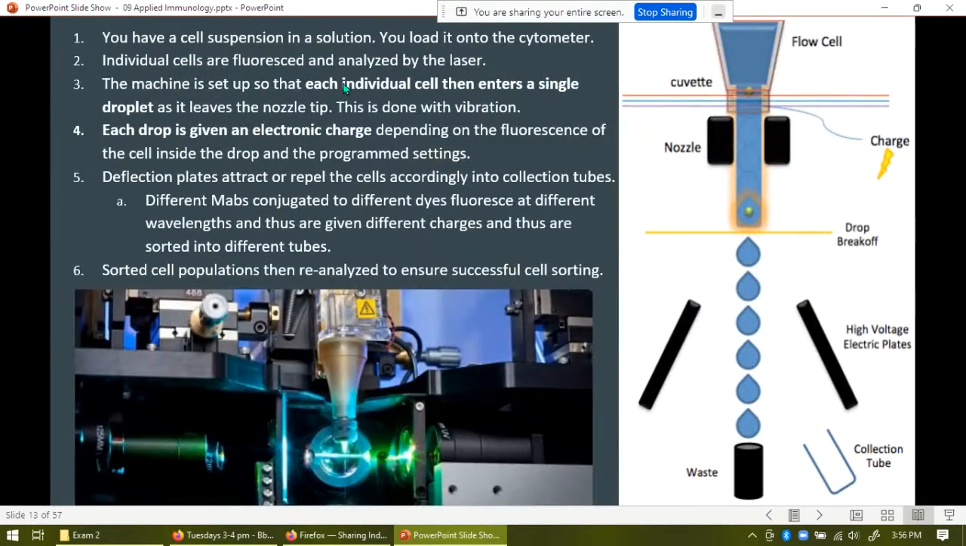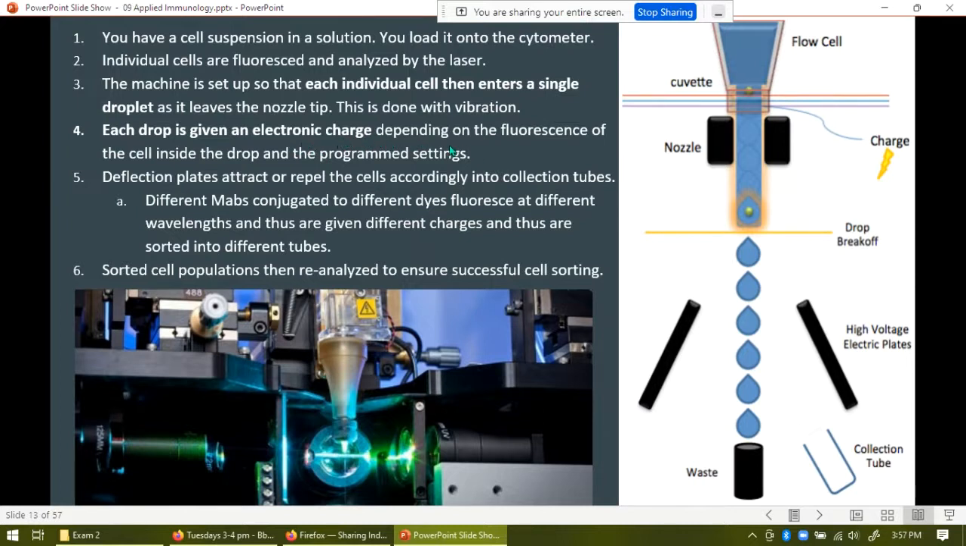So you have a cell suspension in a solution. You load it onto the cytometer, the flow cytometer. The individual cells are fluoresced and analyzed by the laser. The machine is set up so that each individual cell enters a single droplet as it leaves the tip of the nozzle, and this is done by vibrating the cytometer. Each drop is given an electronic charge by a laser beam that runs through the droplets right as they come off.